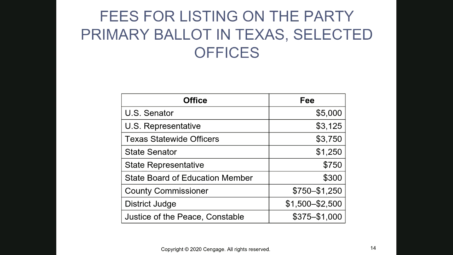Okay, in order to be listed on the primary ballot in Texas, there are filing fees with these selected offices. Notice they're going to increase. And so the increase there can be good, but it can also be bad. It can deter individuals from frivolously putting their name on the primary ballot. But the flip side to that is that it also makes it more difficult for individuals who are lower income to get on the ballot in the first place. So you can see here, just the peace constable positions will range anywhere from $375 to $1,000 in terms of fees. But if we're looking at U.S. senators, that can get all the way up to $5,000, which for most people is a fair amount of money.